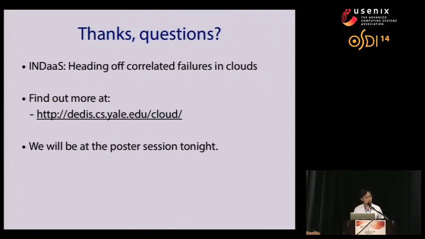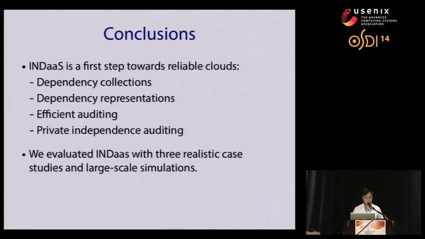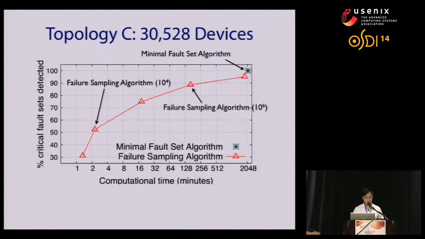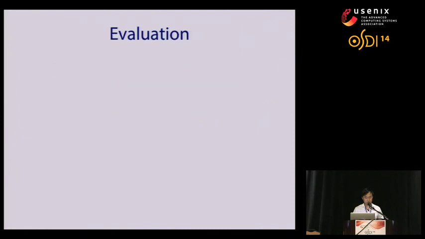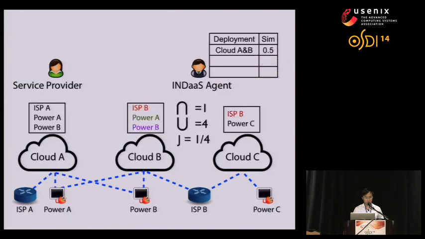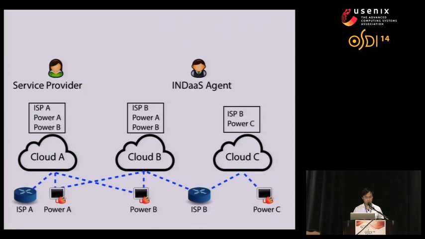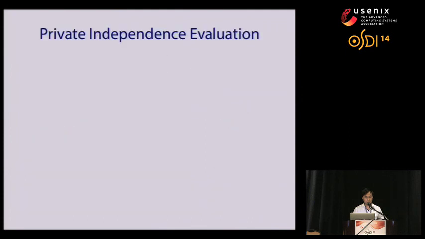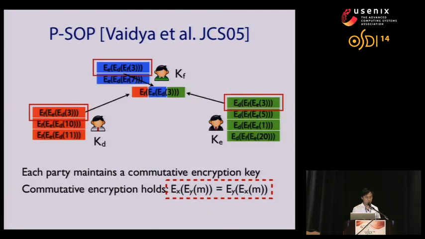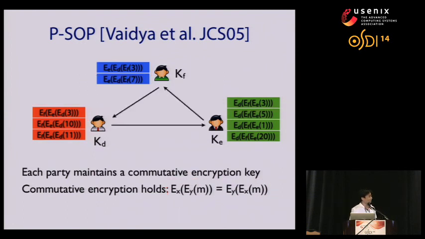Quick clarification. Can you go back to the slide with the commutative encryption? You mean the working process of PSOP? Yeah, this one with the encryption. When you say publish, are you publishing this only to the independent agent, or are you publishing it to each other? Publish all the encrypted data sets. But to everybody, or just the independent agent? Everybody.